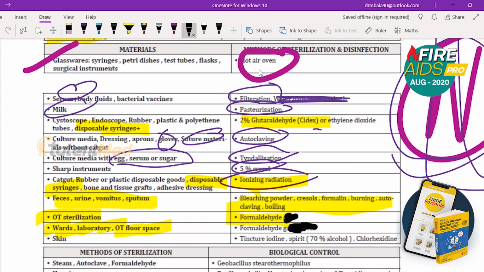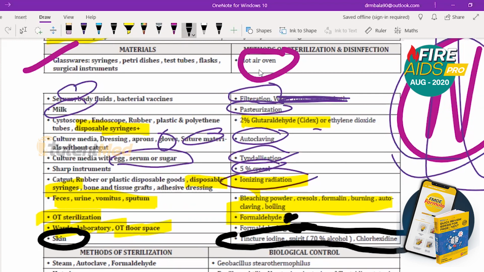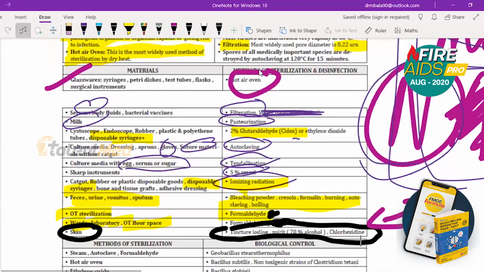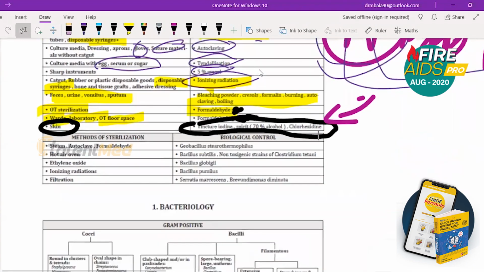Next is skin. Skin means basic betadine or tincture iodine, spirit, alcohol, right? Chlorhexidine. Any of them. All those basic ones that we are using now. Chlorhexidine is the spirit that we are using now for cleaning the hands during this crisis period. And alcohol also, the ethyl alcohol spirit that we use.